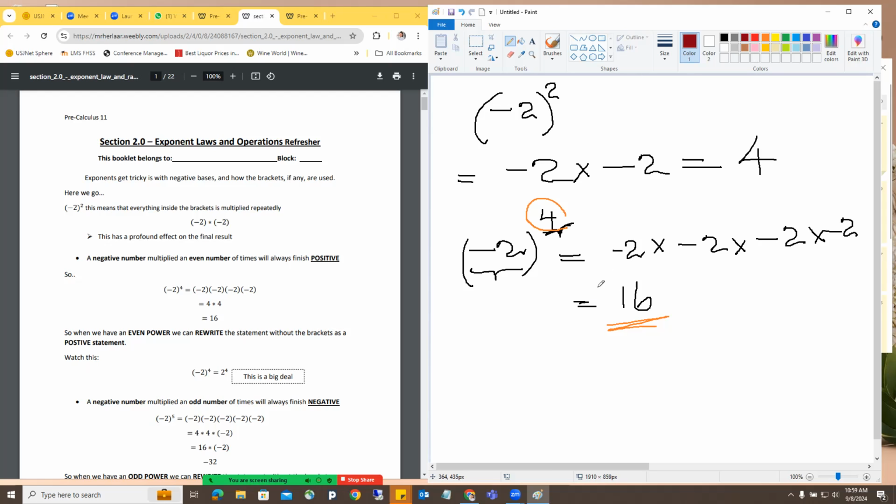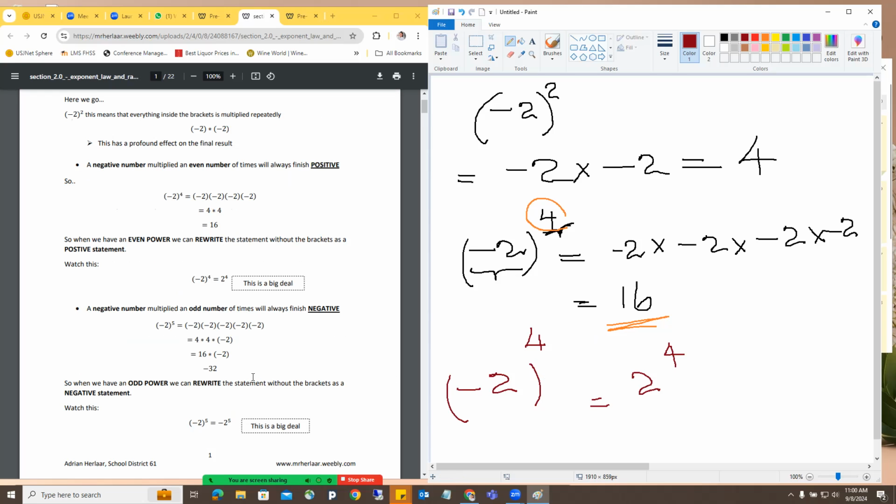So here, the main thing you should know is that (-2)^4 is actually equal to 2^4. Both answers are correct, because if we have an even power, though the base is negative or positive, the final answer is a positive answer. So you know this one.